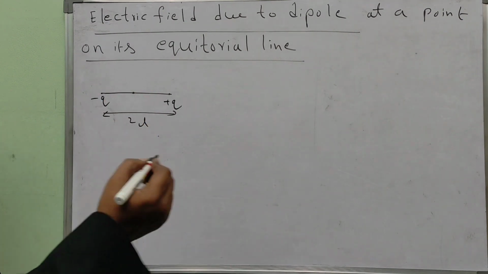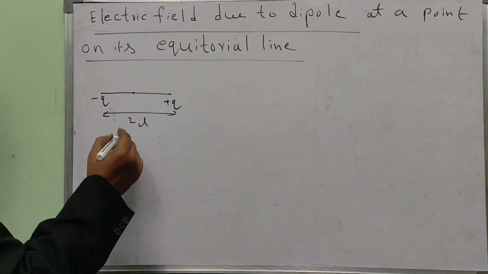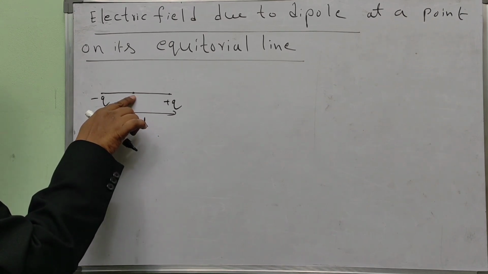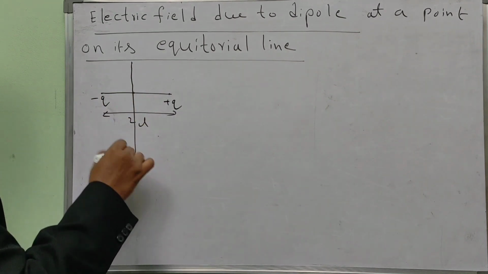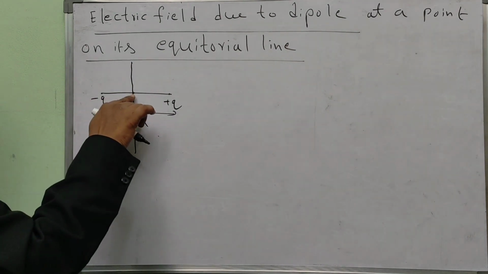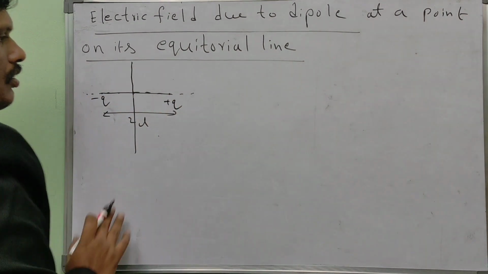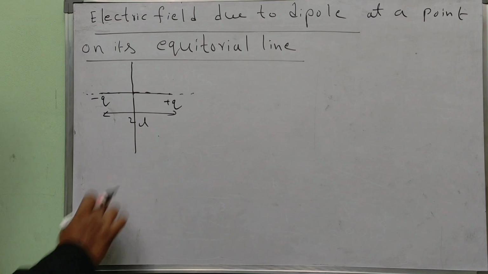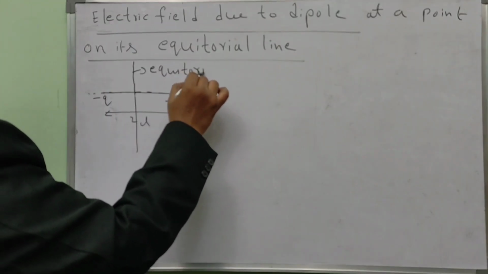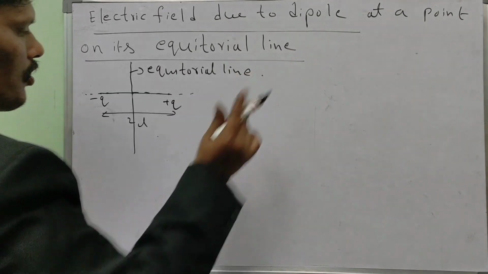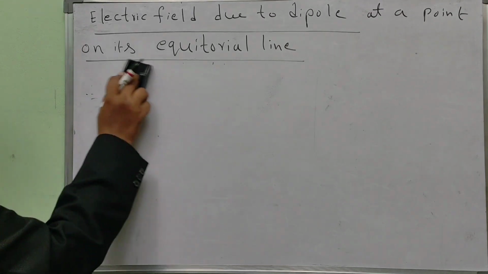So what is the equatorial line first of all? Any line passing through the center of the dipole and perpendicular to the axis of the dipole, that line is called the equatorial line. Here, this is the equatorial line. I think you can understand what the equatorial line is. Now I am going to start the derivation.